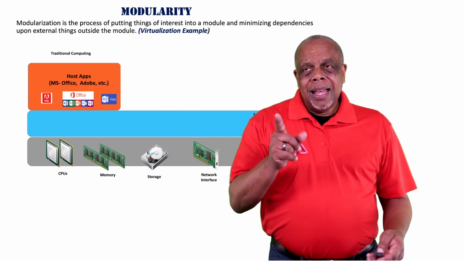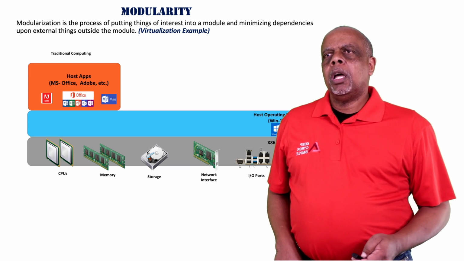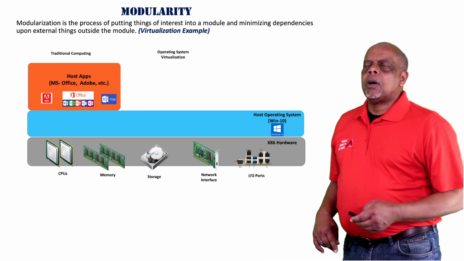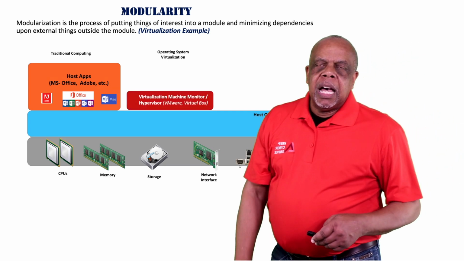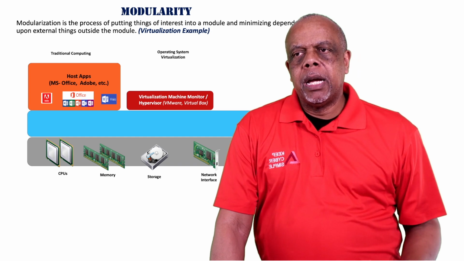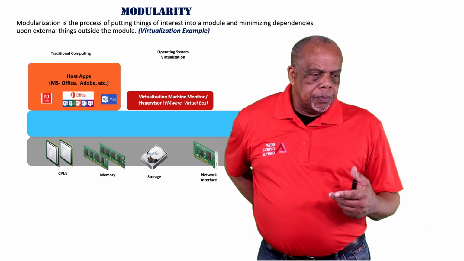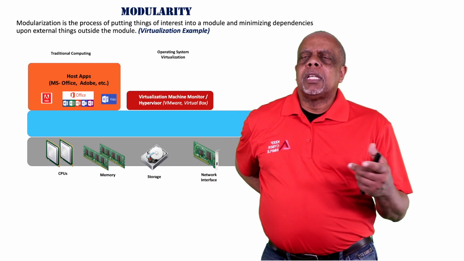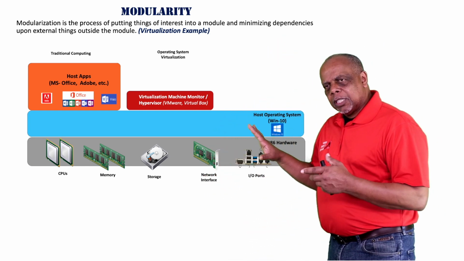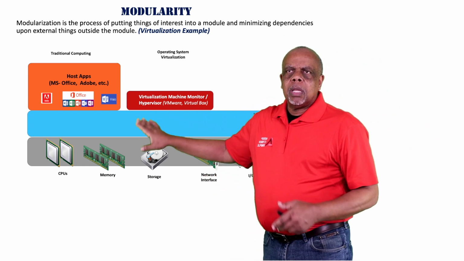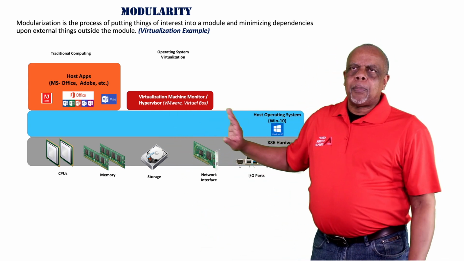Traditional computing. Then, you say, well, that's good, but I want to do something a little different. Well, what do we do? We go into what we call operating system virtualization. We install a piece of software called a hypervisor. And this could be VMware, it could be VirtualBox, it could be Windows Hyper-V. I mean, there's a litany of different hypervisors on the market. For this example, we're going to install VMware. Boom. We install VMware in this Windows operating system environment.